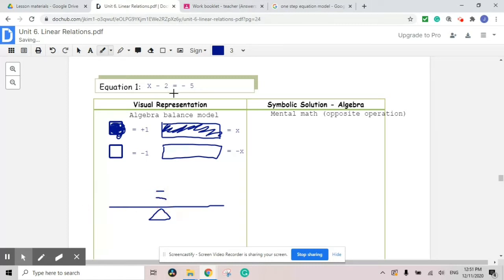And on the left, we're going to put what we see on the left side, x minus 2.